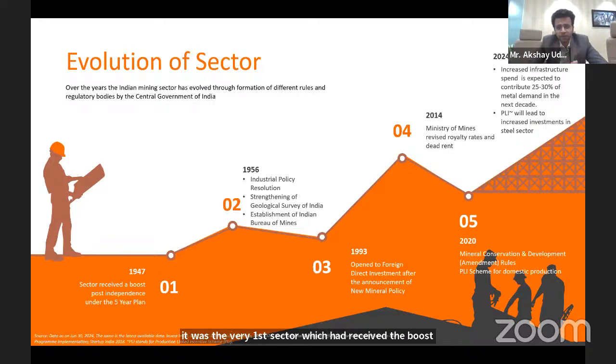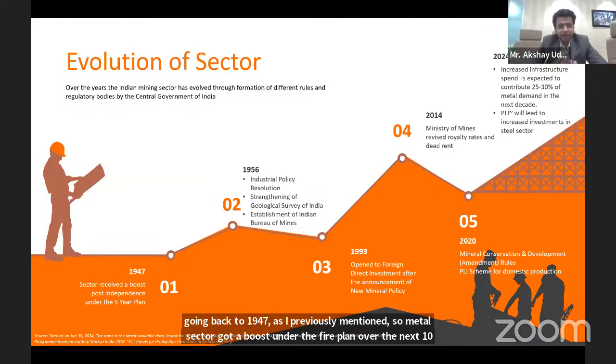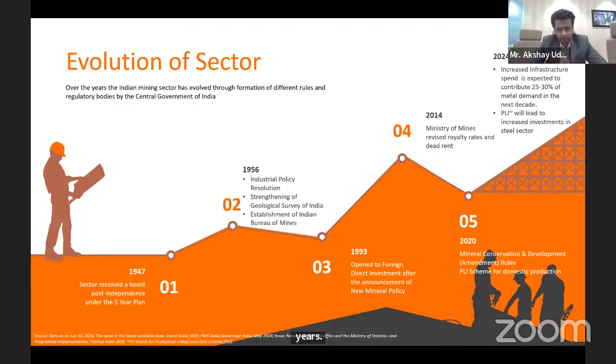So let's go back to some history and try to understand how the metal sector has progressed over the years. Going back to 1947, as I previously mentioned, the metal sector got a boost under the FIRE plan. Over the next 10 years, there were policy frameworks laid out for the metal sector, with new policies such as the industry policy resolution and the establishment of the Indian Bureau of Mines. There was a good policy framework laid out for the sector.